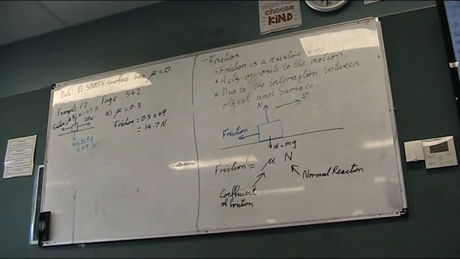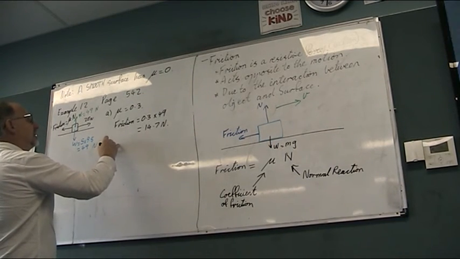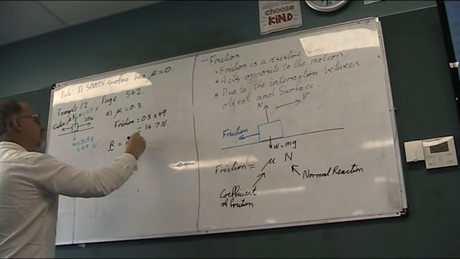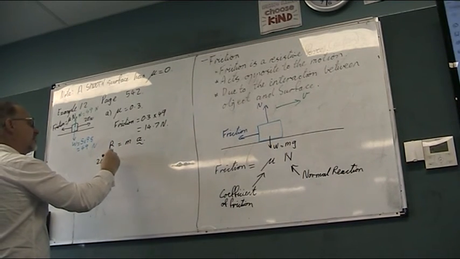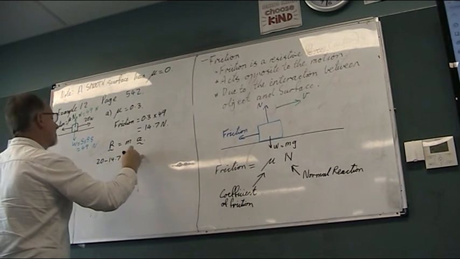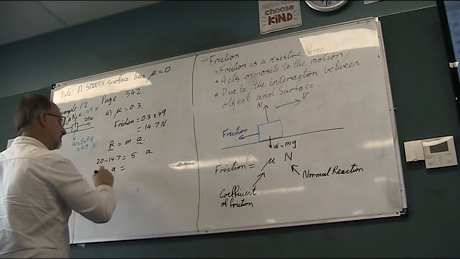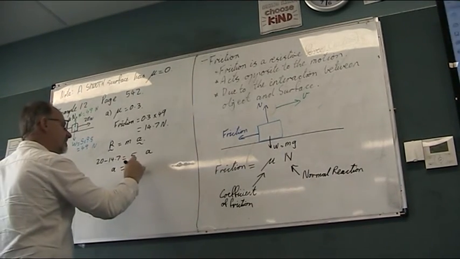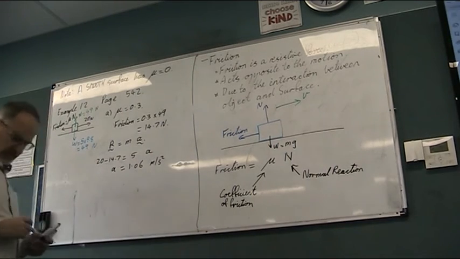All right, what does it say? How far does the body travel? Well, we need to know what its acceleration is. So, resultant force is mass times acceleration. Resultant force 20 minus 14.7 is the mass, which is 5 times the acceleration. And so you find that the acceleration is 1.06 to the right.